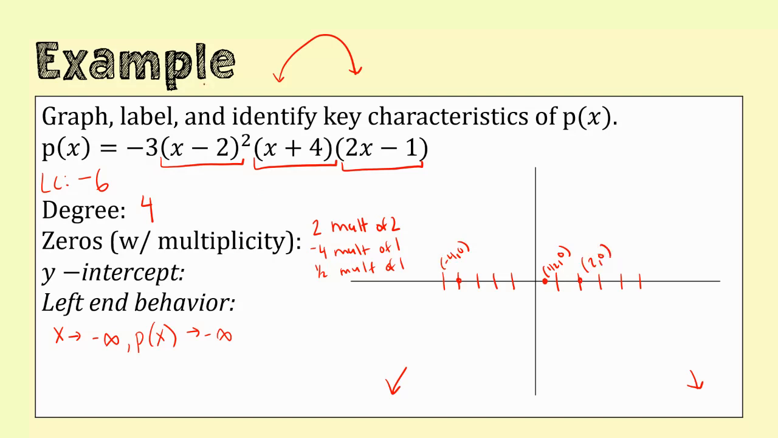And then I want the y-intercept. So that's where I'm going to plug in 0. So -3 times, if I plug in 0, that'll be a 4. That'll be a 4. And that'll be a -1. So 4 times 4 is 16, times -1 is -16, and -16 times -3 is 48. 10, 20, 30, 40, 50. So like right here: 0, 48. Okay, so let's see.